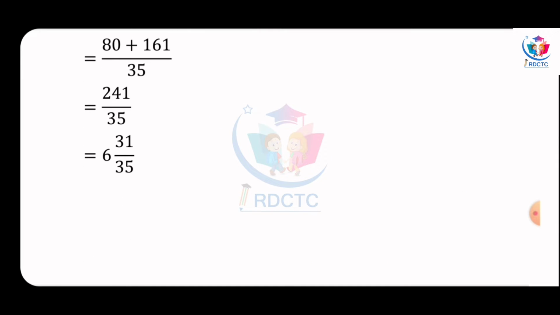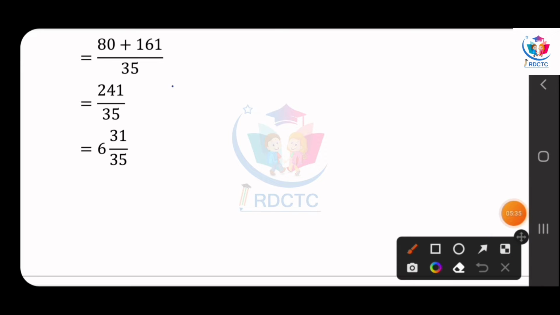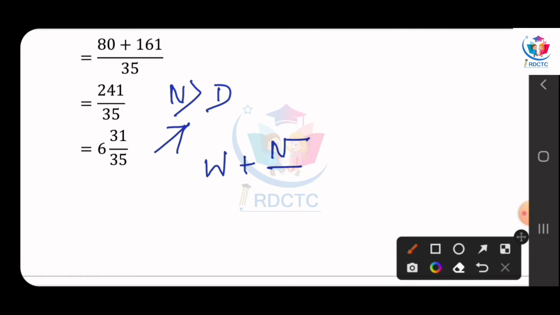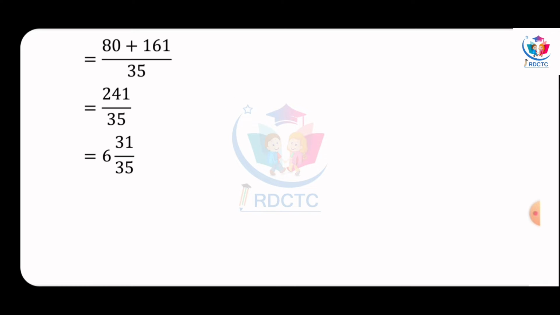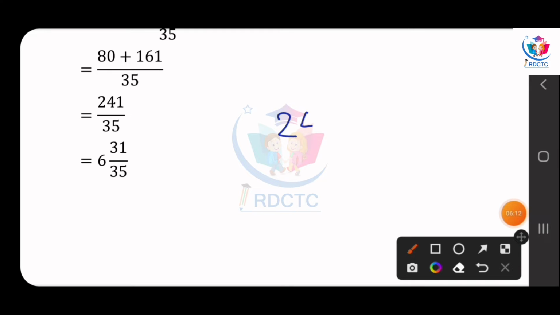As it is an improper fraction, meaning the numerator is greater than the denominator, then we have to turn it into the mixed fraction. Mixed fraction means it is the combination of a whole number and the proper fraction. Proper fraction means when the numerator is less than the denominator. Okay, now turn it into the mixed fraction. 241 is divided by 35.